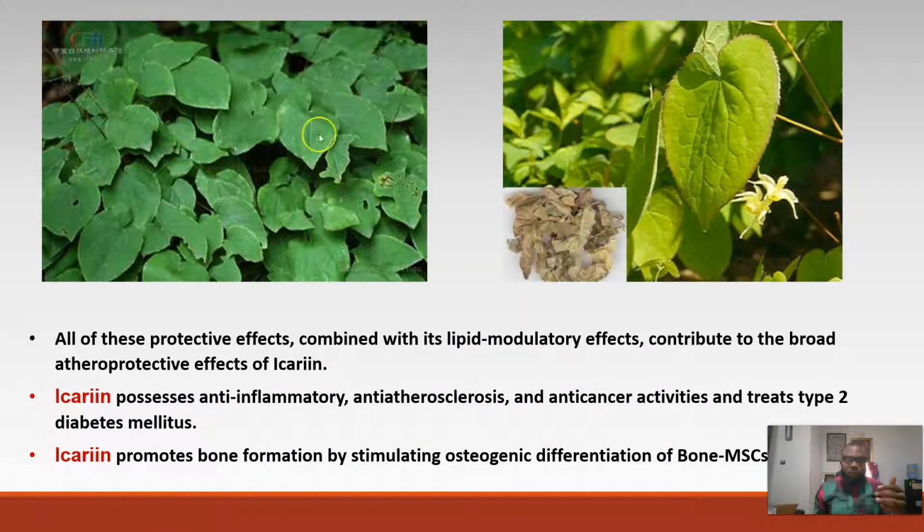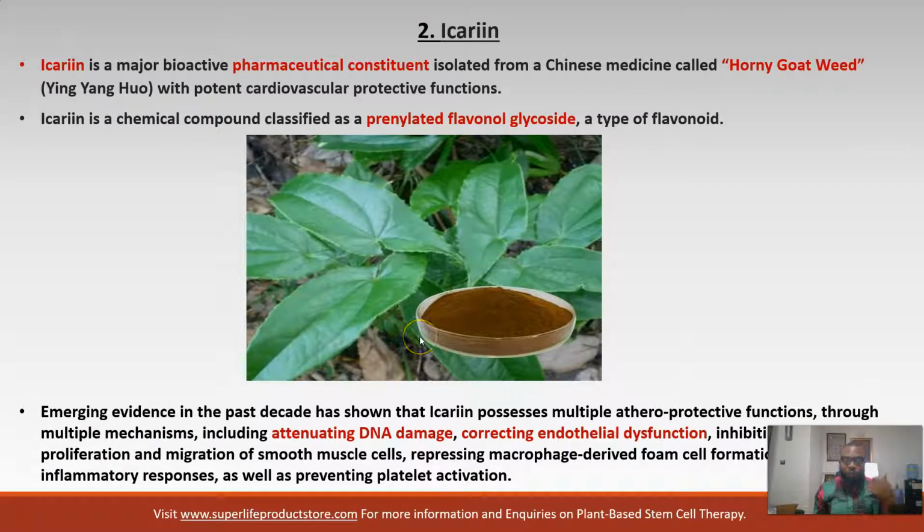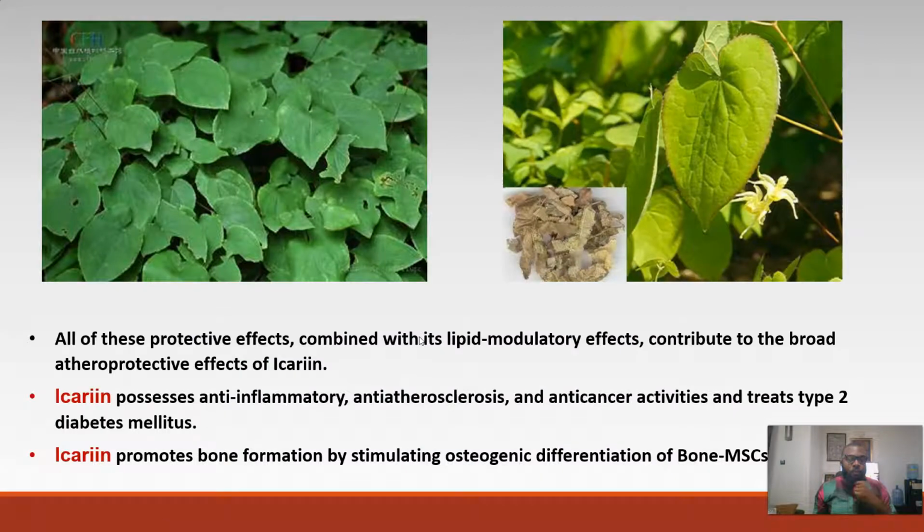And this is what it looks like. This is a bigger picture. This is when it's dried. When it's dried, they grind it into powder form, and you can take it directly into the mouth, and then it goes to the blood system and goes directly to the various cells of the body where it promotes stem cell proliferation. Like I said, it possesses anti-inflammatory, anti-cancer functions. It treats type 2 diabetes mellitus. It promotes bone formation and a whole lot more. So this icariin is one wonderful plant extract used for stem cell therapy.